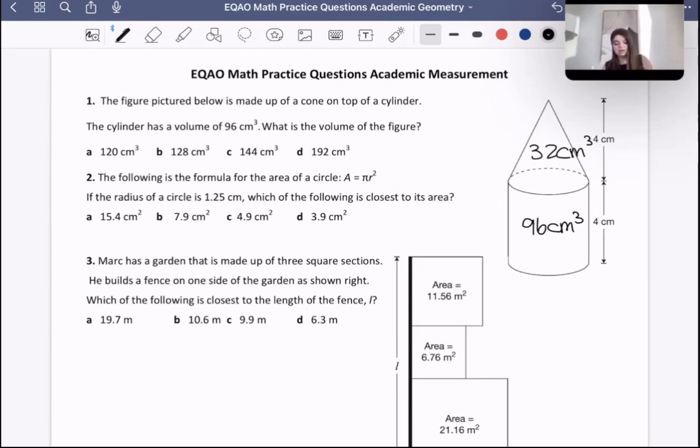And as we notice, all the answers are above 96 centimeters cubed because we know it has to be at least that since part of the figure is already at 96. So 96 plus 32 gives us 128 centimeters cubed. And therefore, that's going to be our answer. It's going to be B.